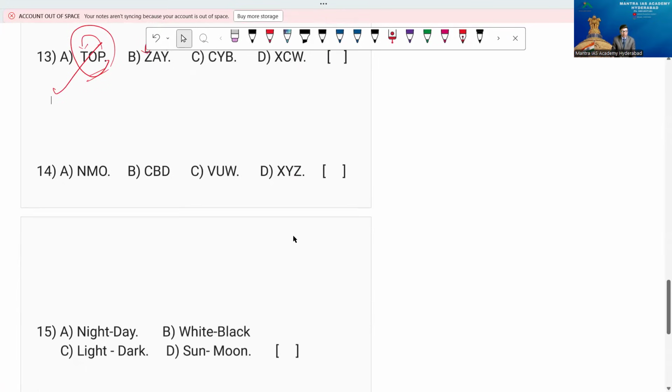Observe here, very important. One is starting in the middle: M, N, O. This is B, C, D, U, V, W. So X, Y, Z should be there. So this is not the same application. So the option is D, beta.